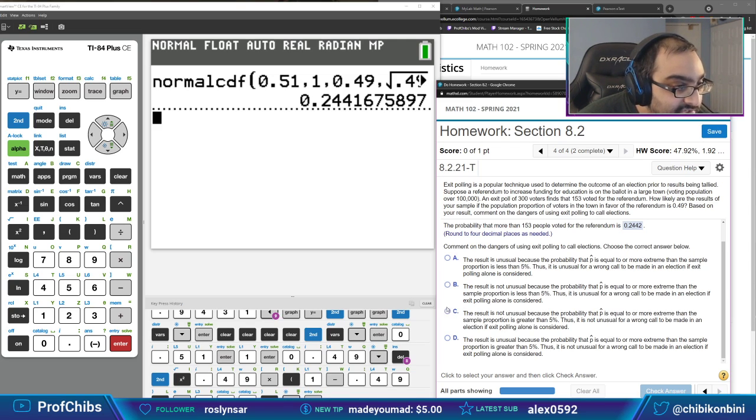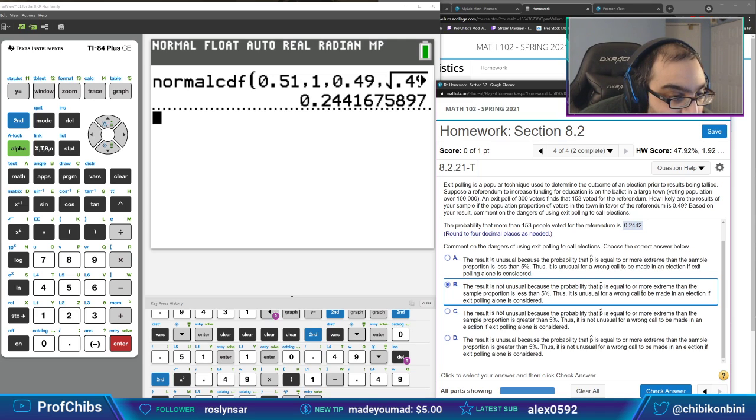So the result is not unusual, so it's going to be B or C. So thus, the probability P hat is equal to or more extreme than the sample proportion is less than 5%. This is unusual for a wrong call to be made if the exit... The result is not unusual because the probability that P hat is equal to or more than the extreme sample proportion is less than 5%.